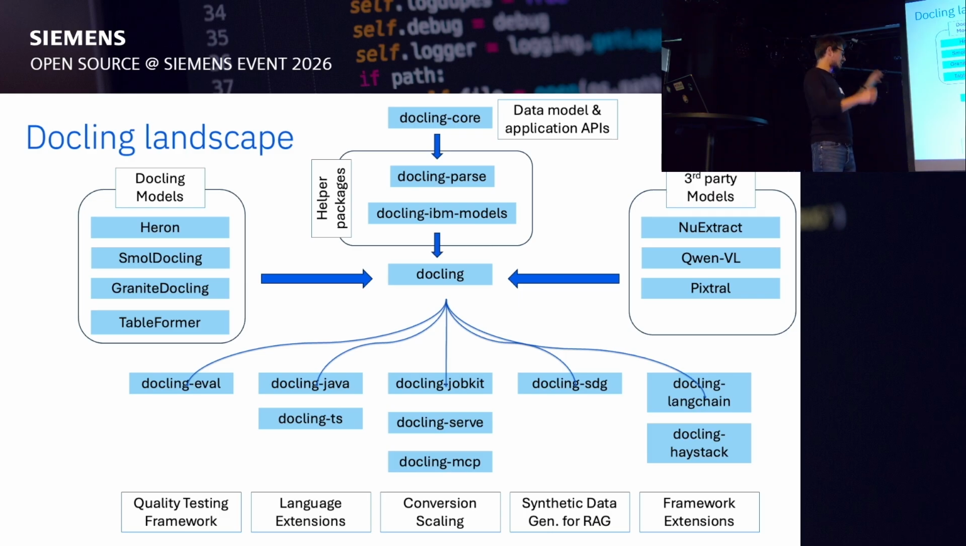Just to show you a bit the breadth of it, right? It goes from testing, from conversion scaling, from extensions, and so on and so forth. And part of our actual contributions is also to other repositories external to Docling, where we're working with frameworks, for example, in their own repositories, right?